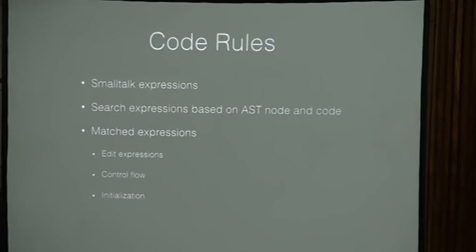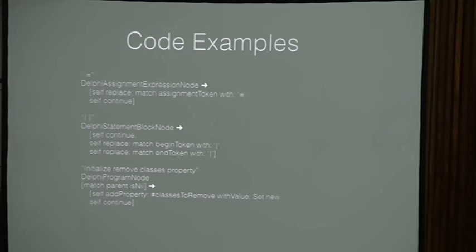The code rules are just Smalltalk expressions. So you can do search expressions, and you can base them off a particular type of AST node. And you can also do it on the replacement. You can do either edit operations, or you can do control flow operations or initializations, kind of the three standards. So there's basically a few different examples. The continue is kind of a control flow, but the first two are edit operations, and the last one is an initialization of the class's to remove variable.